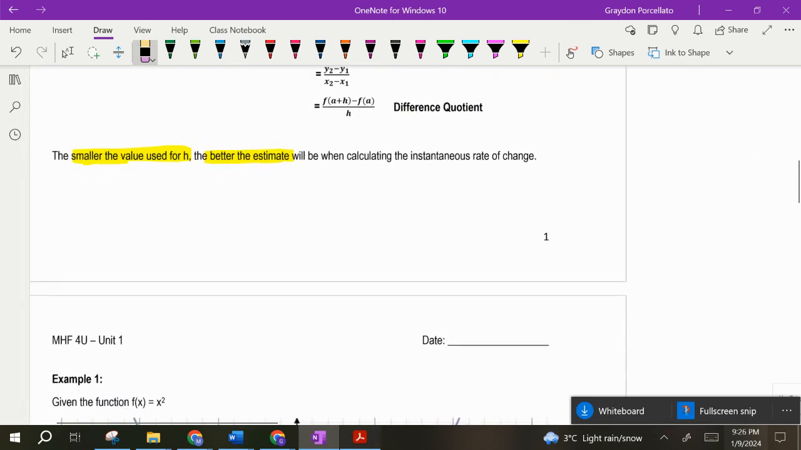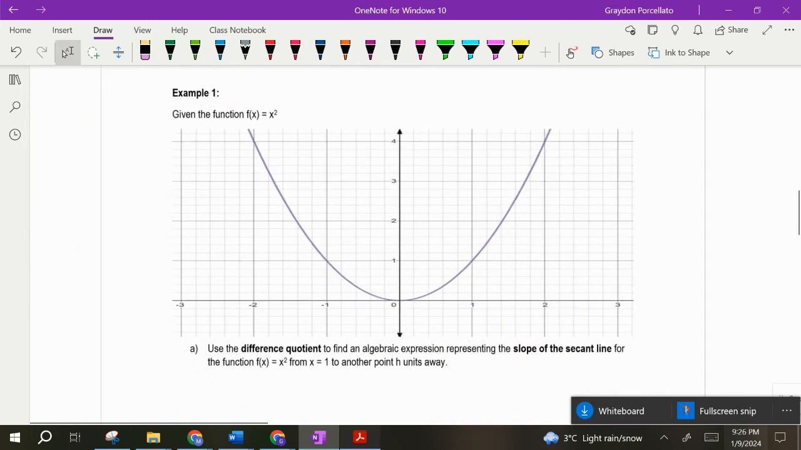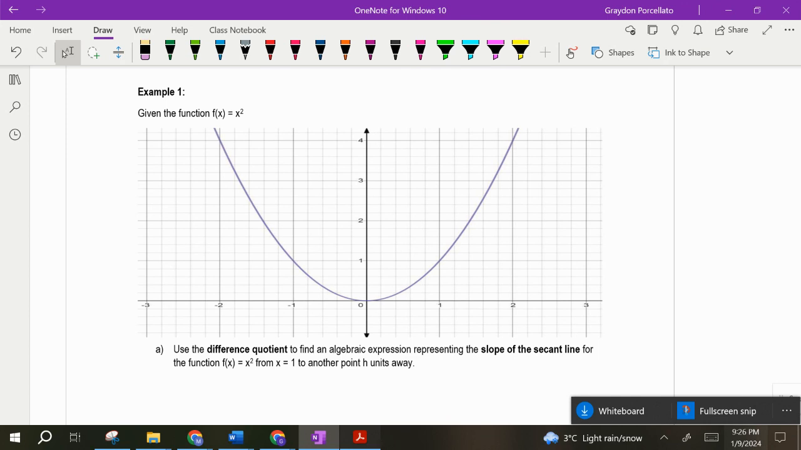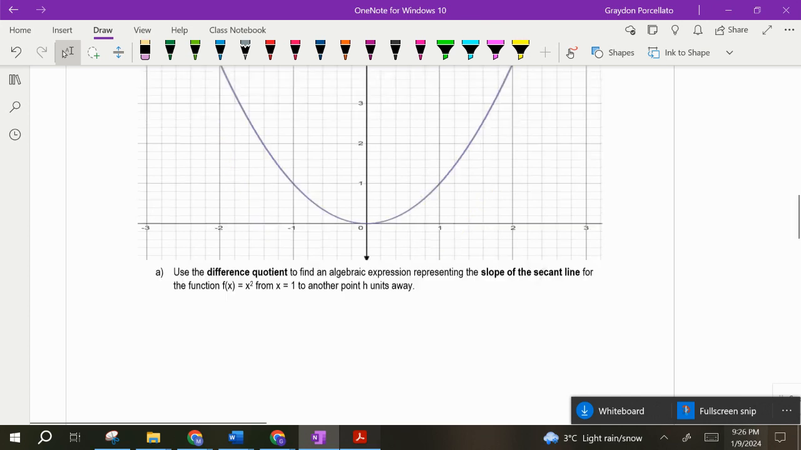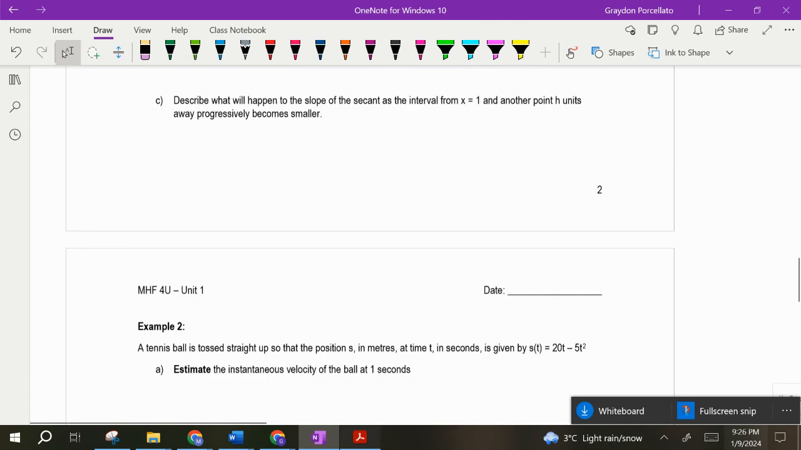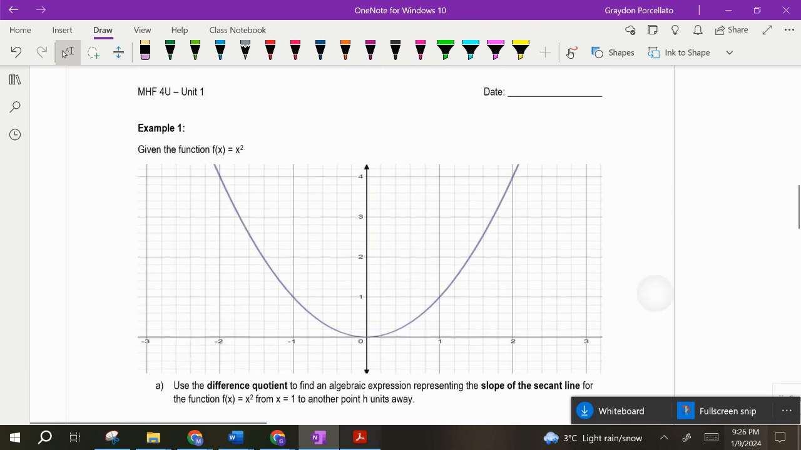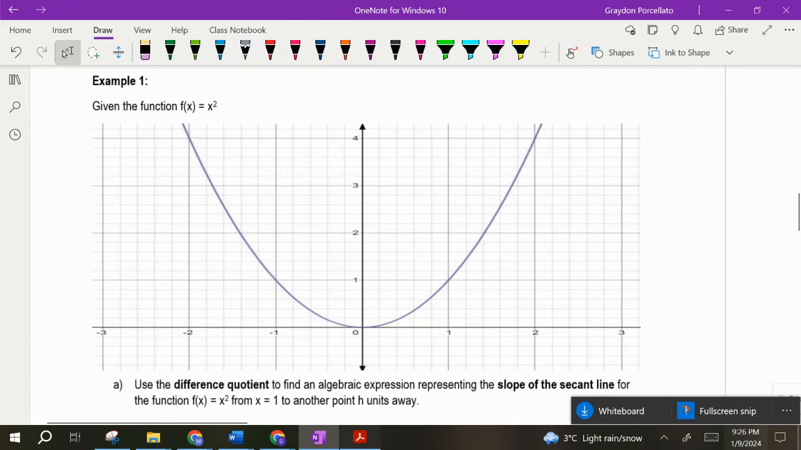So we're going to look at a couple examples here. Again, this isn't a long note; it's just a continuation of yesterday. But these two examples here should give a clear picture of the idea here. Okay. So example one, we're looking at a specific function. We're looking at the function f of x equals x squared.